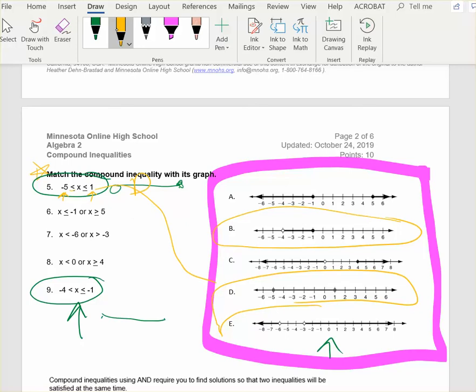And then you can check the other one. This should be an open circle for -4 because the closest inequality sign is just less than. And it should have a solid dot at -1, so make sure that matches the other one.